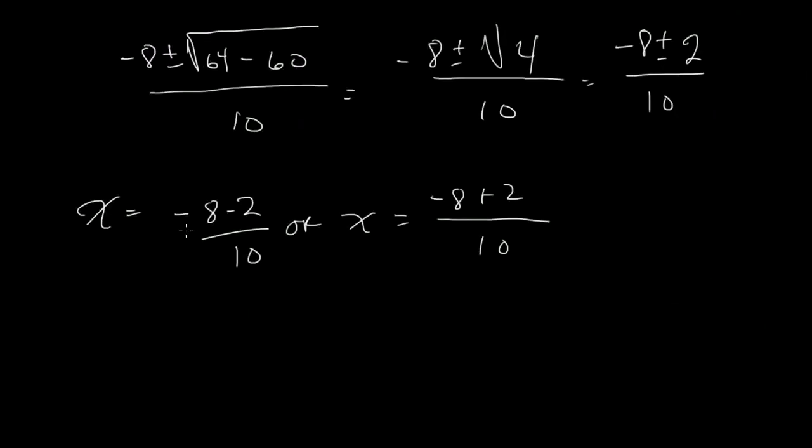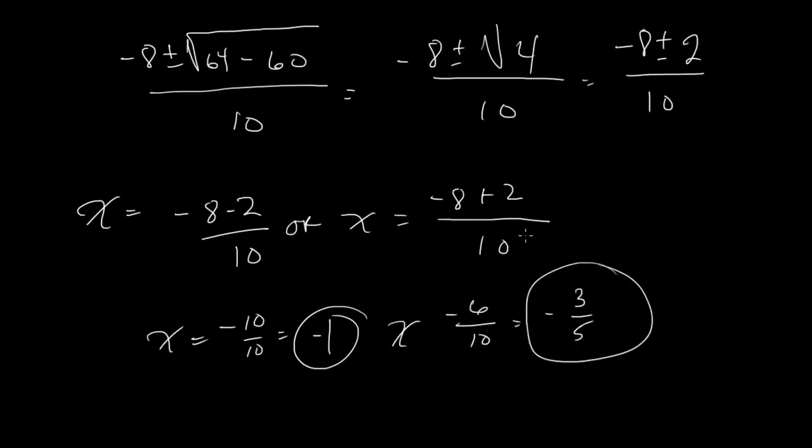In which case, negative 8 minus 2, that'll be negative 10 over 10, or negative 1. So x is equal to negative 1. In the other case, negative 8 plus 2 is negative 6 over 10, or negative 3/5. And those are my two roots.